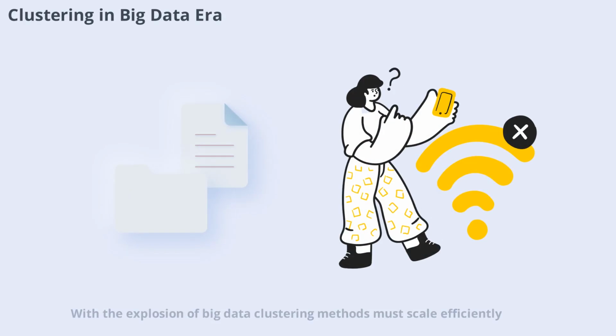With the explosion of big data, clustering methods must scale efficiently. Distributed computing frameworks such as Apache Spark are enabling density-based clustering on massive datasets. This scalability opens new possibilities for real-time analysis and decision-making.